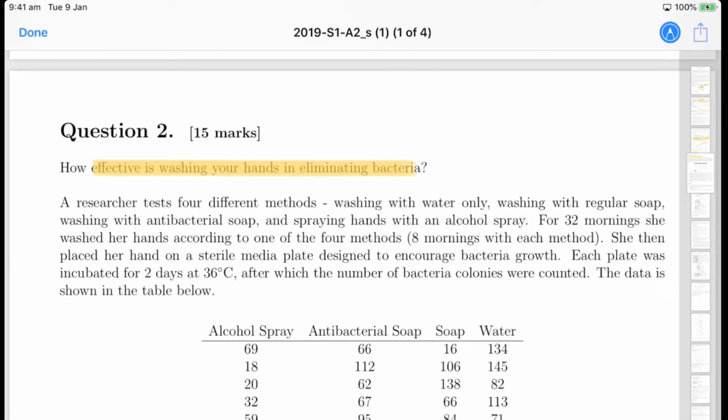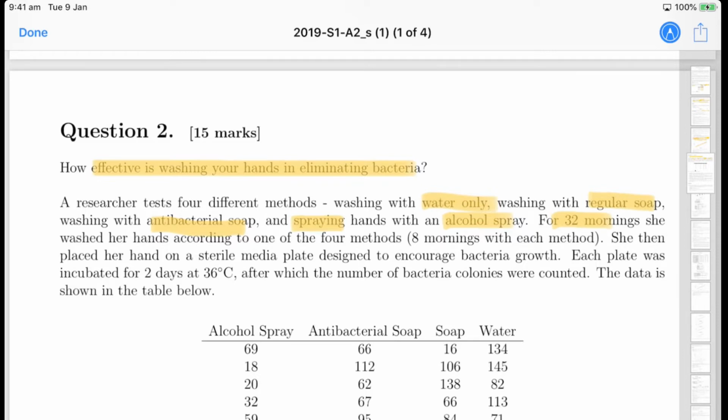A researcher tests 4 different methods: washing with water only, washing with regular soap, washing with antibacterial soap, and spraying hands with an alcohol spray. For 32 mornings, she washed her hands according to one of 4 methods, 8 mornings with each method. She then placed her hand on a styro media plate designed to encourage bacteria growth. Each plate was incubated for 2 days at 36 degrees Celsius, after which the number of bacteria colonies were counted. Okay, the data is shown below.